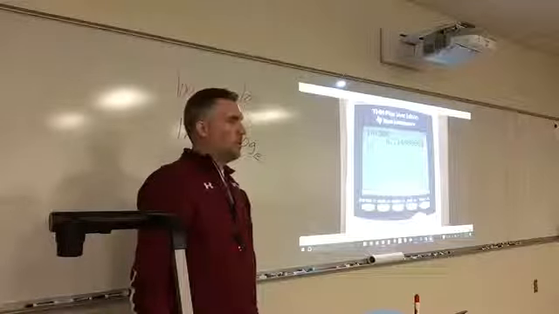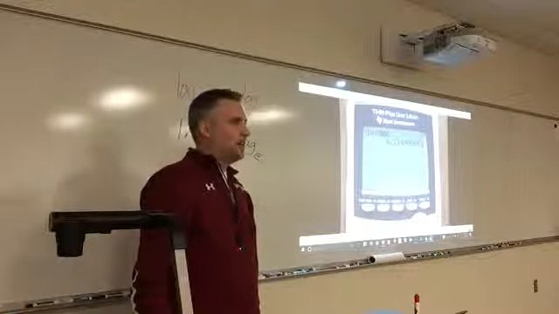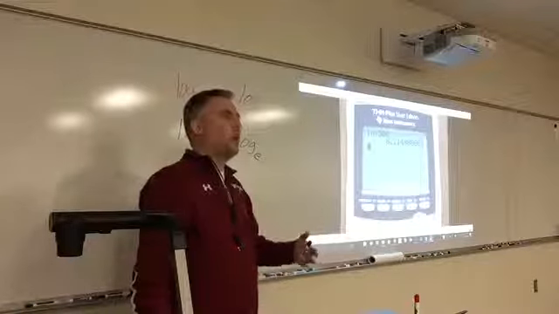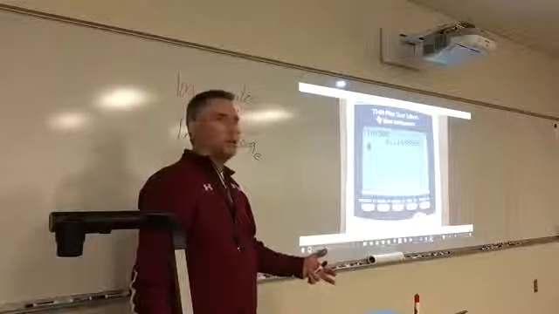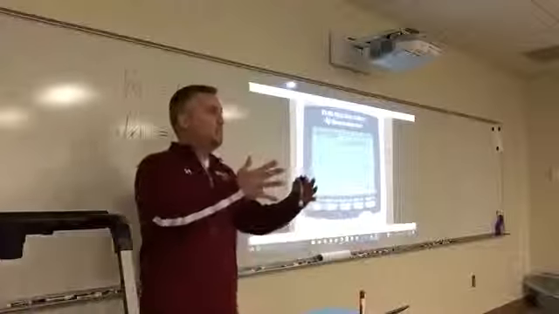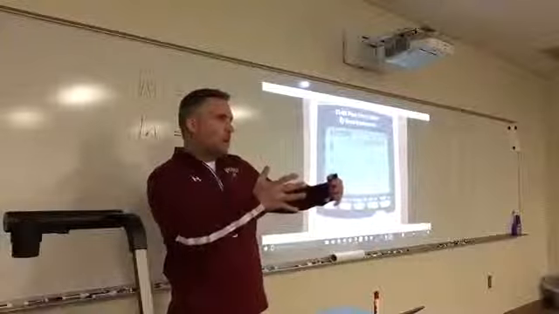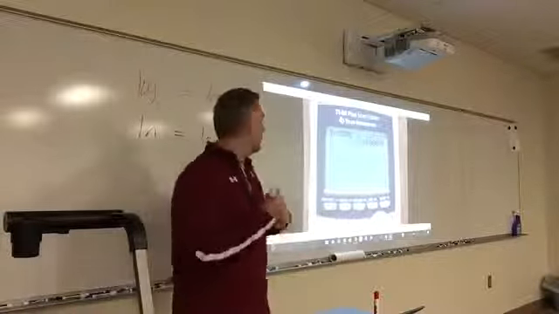What was the other one? ln of negative 500? Think about that for a second. Did you get an error? Can you explain why you got an error? Is it because your calculator's broken? It's not because your calculator is broken. What is e? It's a number. It's about how big? 2.718.